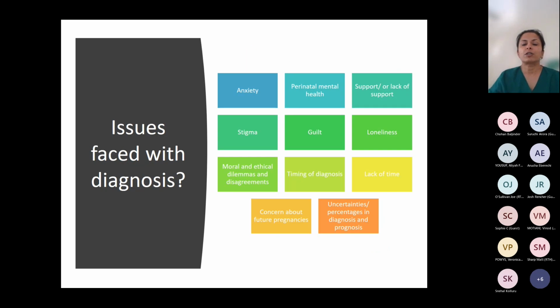Issues faced with diagnosis, of course, are anxiety, and perinatal mental health support or lack of support, mainly because not many people go through this, so you don't know who to ask. So sometimes we are the only people who can give them any sensible advice. Then the stigma, especially around any abnormalities, and self-inflicted stigma, because the first thing that every woman, I can guarantee, thinks, and the first thing they ask as soon as you give them an opportunity, is: have I done something wrong that this has happened?